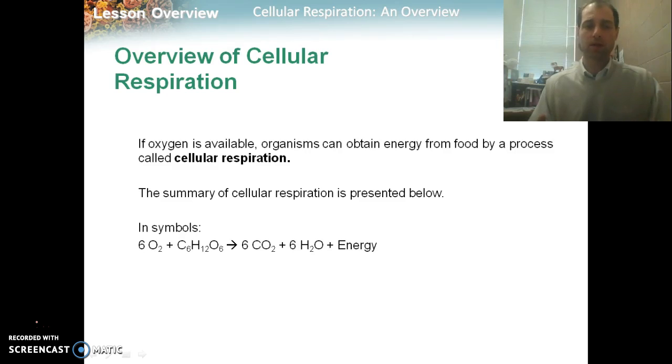So in symbols, we have 6O2 plus C6H12O6 yielding 6 CO2s and 6 H2Os, and we're going to get energy. And of course, this energy is going to be ATP. This isn't really part of the chemical equation per se, but we can add it in so that we know that we're getting ATP out. Many times people will put an arrow here telling us that we are getting ATP, or energy.